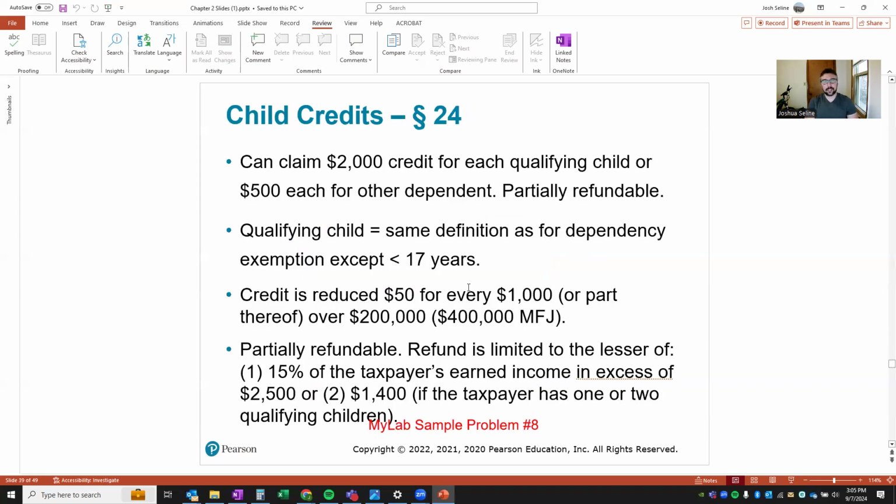So child credits. This is Section 24 of the code. You claim a $2,000 credit for each qualifying child or $500 for other dependents. That is partially refundable.